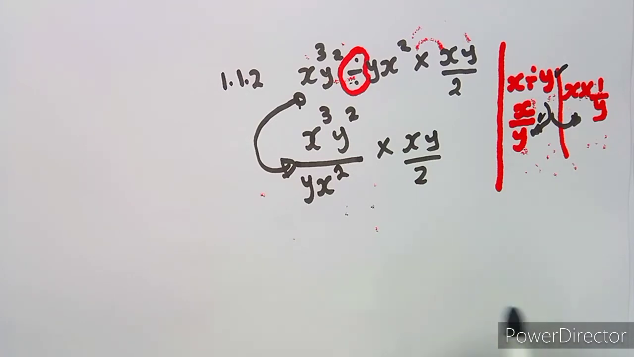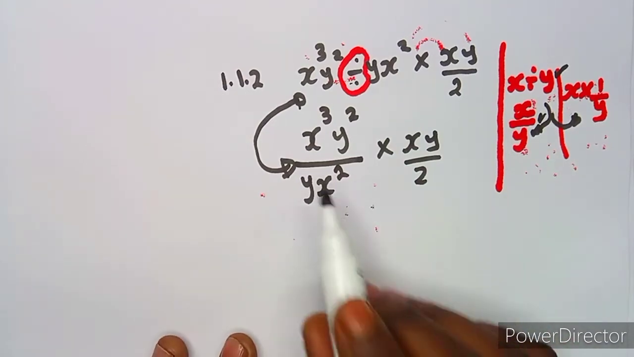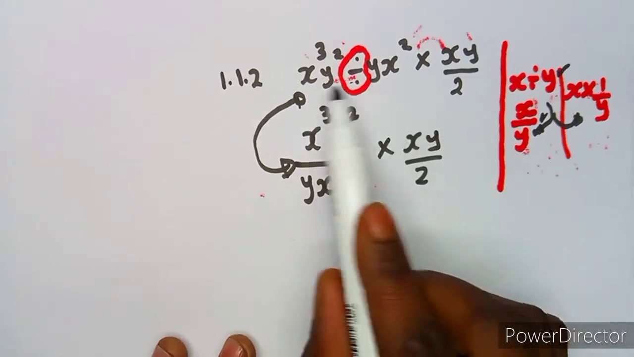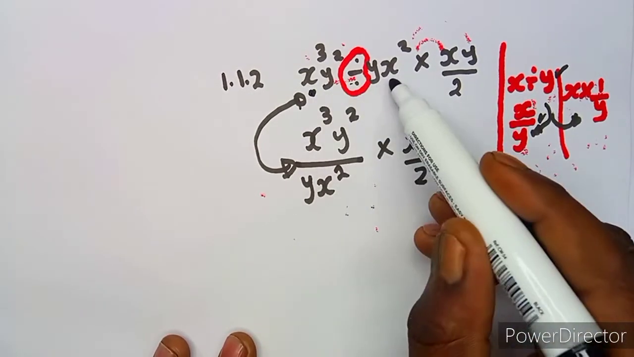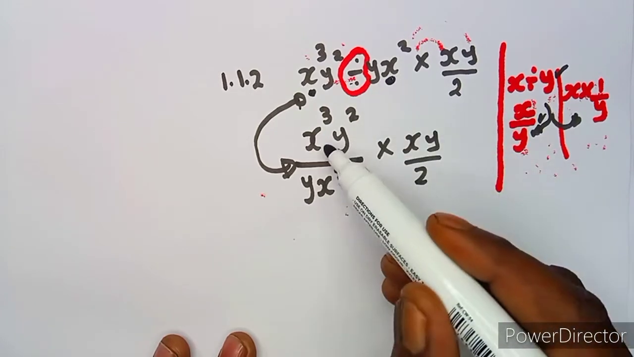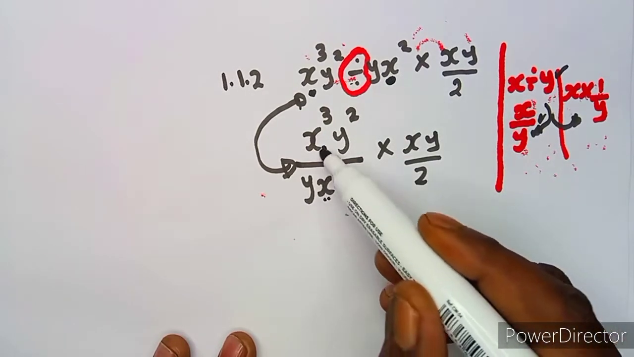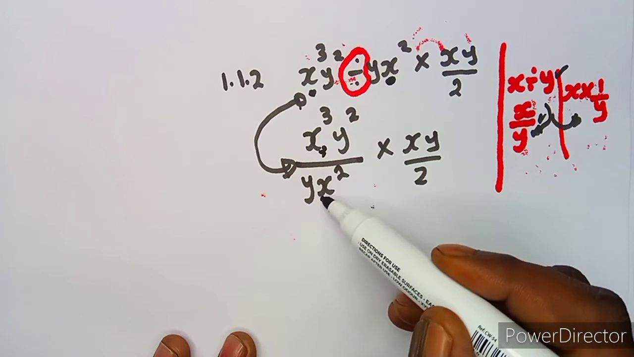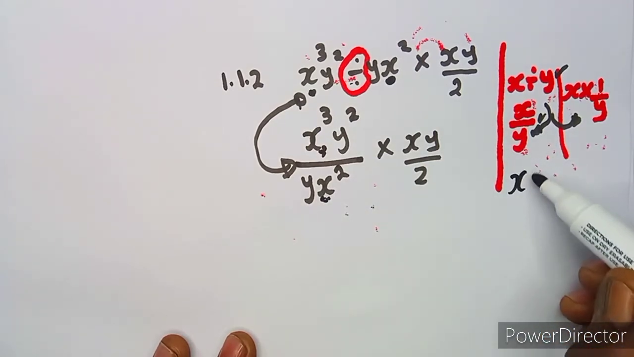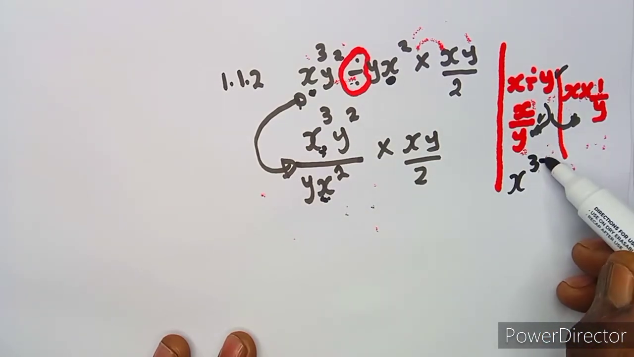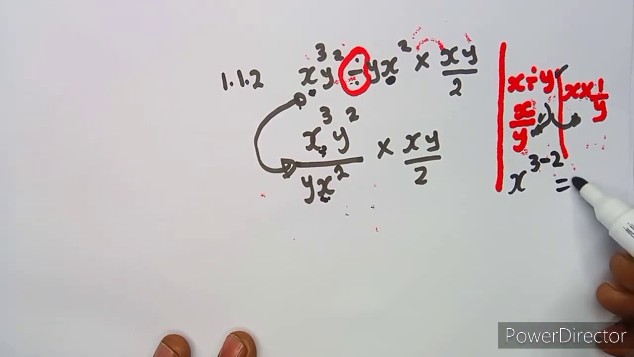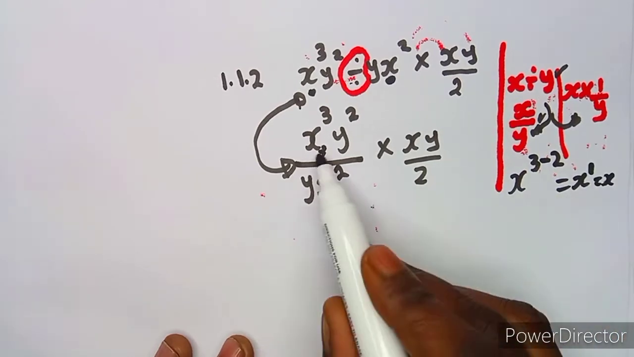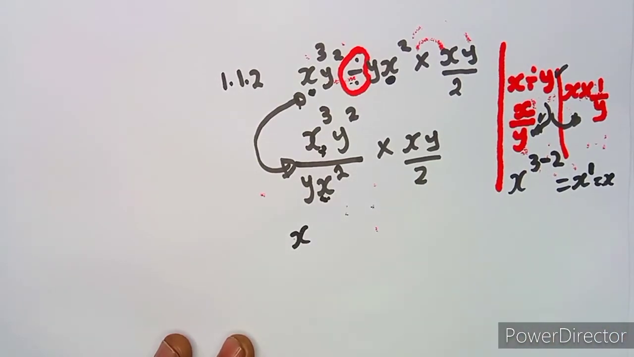Okay, so what is going to happen? We know that whenever we are dividing, we subtract the exponents. So this x here is going to be affected by this x here. These are the ones that are dividing each other. So we're going to subtract. It's going to be x to the exponent of 3 minus 2, because we are dividing, which is going to give us x to the exponent of 1, which is the same as x. So here we are going to remain with x.